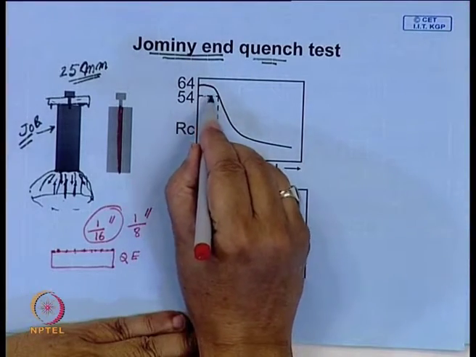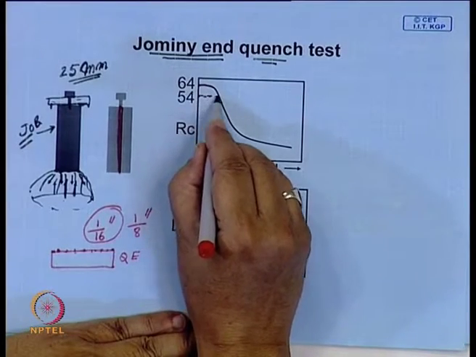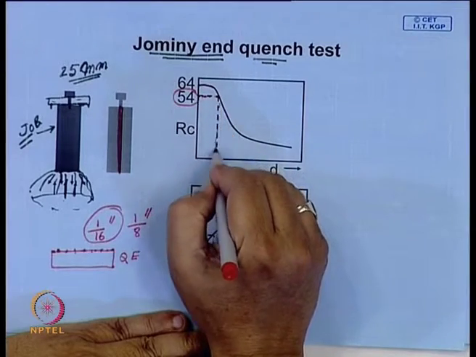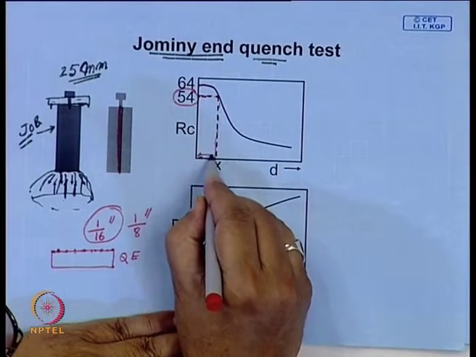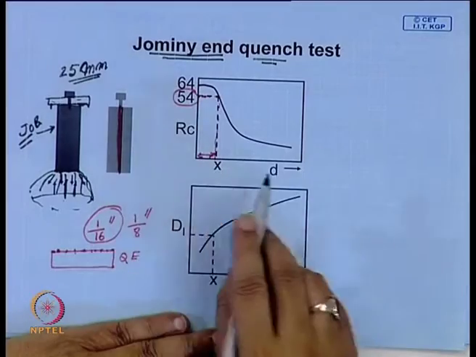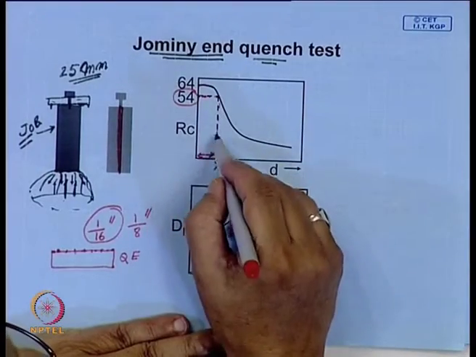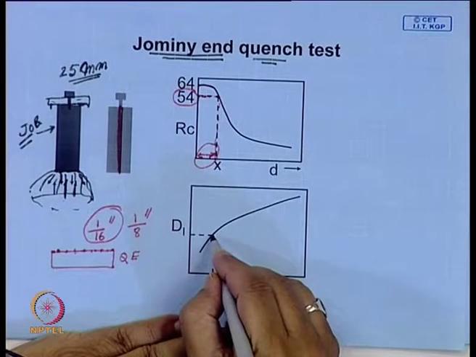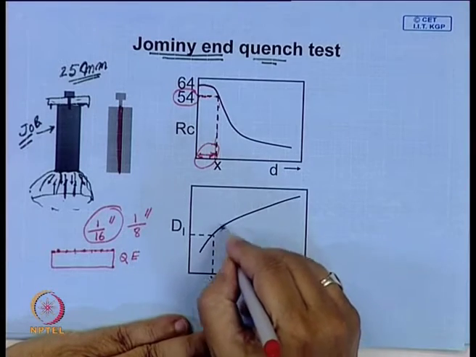Then you can look at that place where you get hardness 54. This is the depth of hardness in a Jominy end quench test, and once you get this, there are now experimentally determined conversion charts which are available.